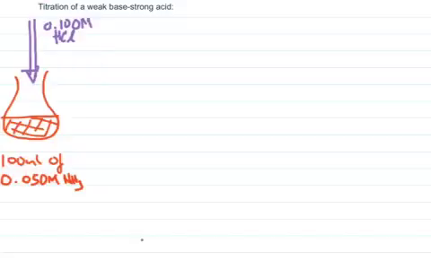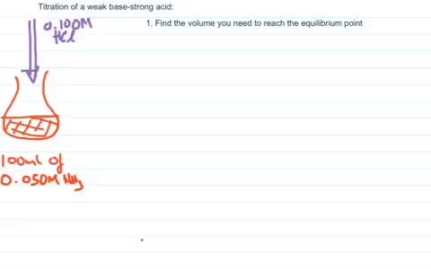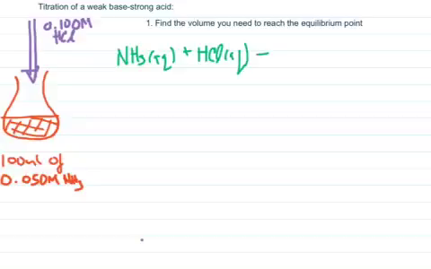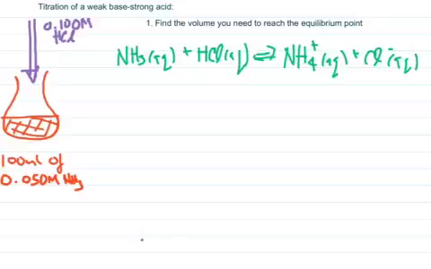So the first thing we're going to do is find the volume we need to reach the equilibrium point. To do that, we need to create a balanced equation. So here we go. We have ammonia, aqueous, plus hydrochloric acid, aqueous. We're going to form ammonium, NH4 plus aqueous, plus a chlorine ion, aqueous.